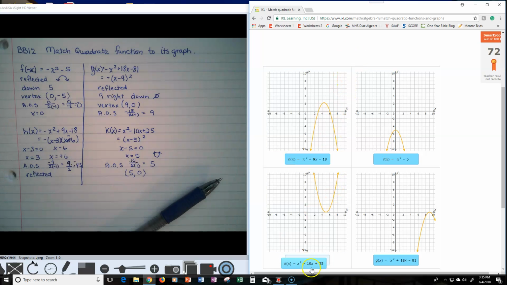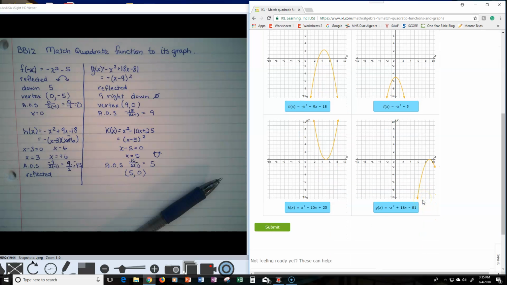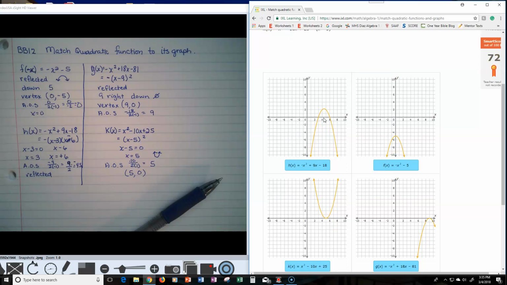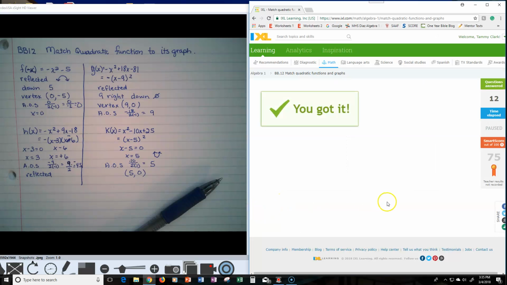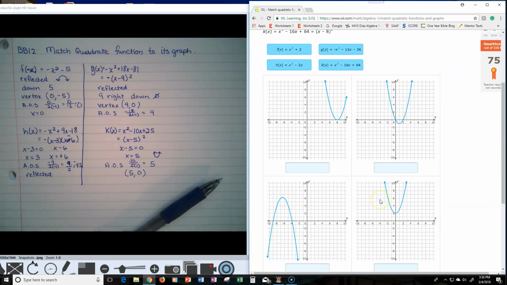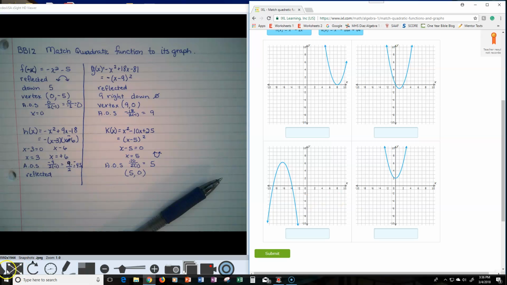So there's all different ways that you can discover what graph goes with what. You just need to use all of the tools that you have, everything that you've learned. Range, domain, axis of symmetry, zeros, y-intercept, x-intercepts, all of that. And that will help you. Look at that, we got it right. And then there's some more that are just like that. So I'll leave you to it.